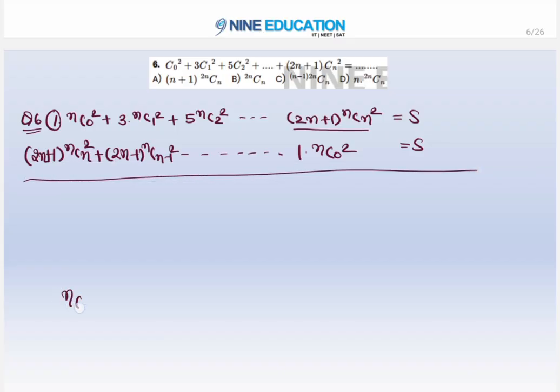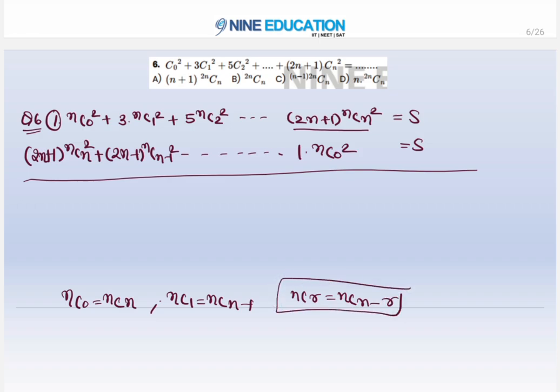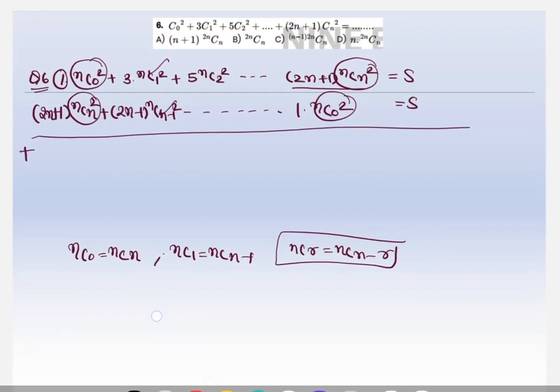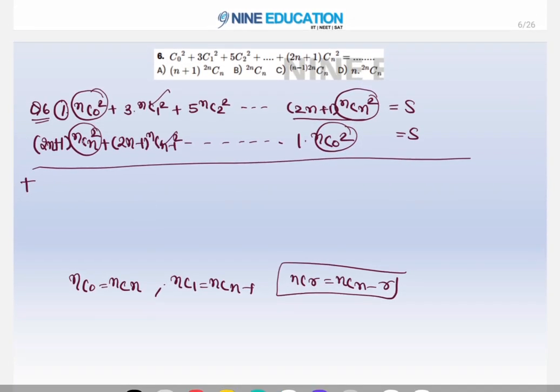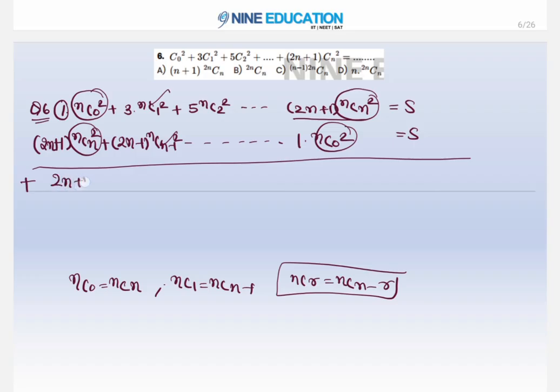Also we know that nC0 equals nCn and nC1 equals nC(n minus 1). Why? Because nCr equals nC(n minus r). So if you are adding these particular quantities, this quantity and this quantity are the same. This and this are the same. nCn squared and nC0 squared are the same. So instead of nCn squared, we can write nC0 squared. So the sum will be (2n plus 1) into nC0 squared.